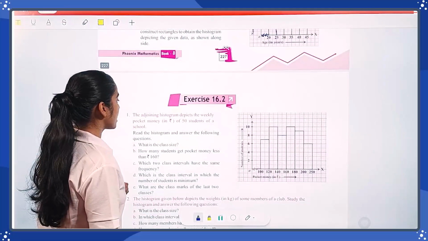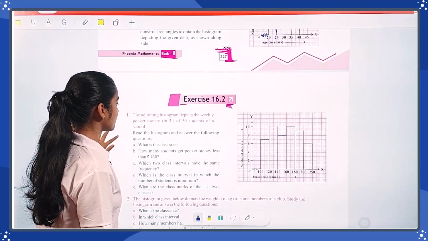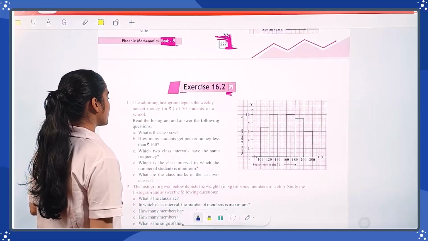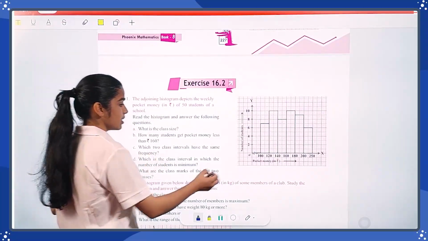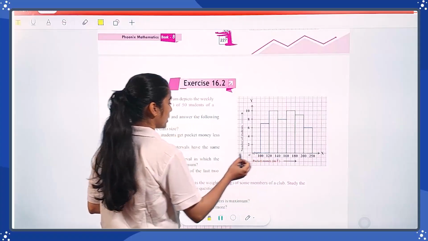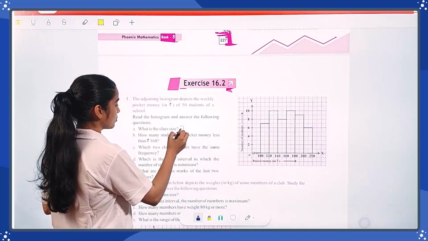Now the adjoining histogram depicts the weekly pocket money in rupees of 50 students of a school. Read the histogram and answer the following question. What is the class size? So class size is 120 minus 100 is 20. So class size is 20.